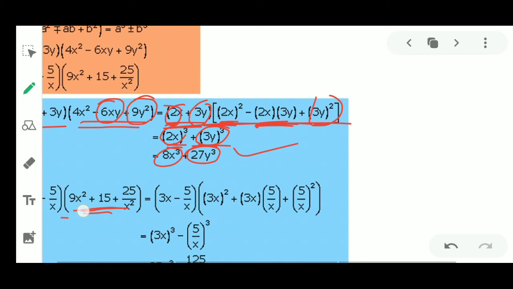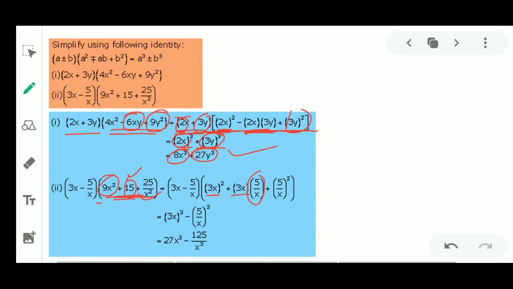Next one, (3x − 5/x)(9x² + 15 + 25/x²). Now this expression 9x² + 15 + 25/x² can be written as (3x)². 15 can be written as 3x into 5/x, because x and x will cancel and 3 into 5 is 15. Clear? Now 25/x² can be written as (5/x)², since 5 squared is 25 and x squared is x².